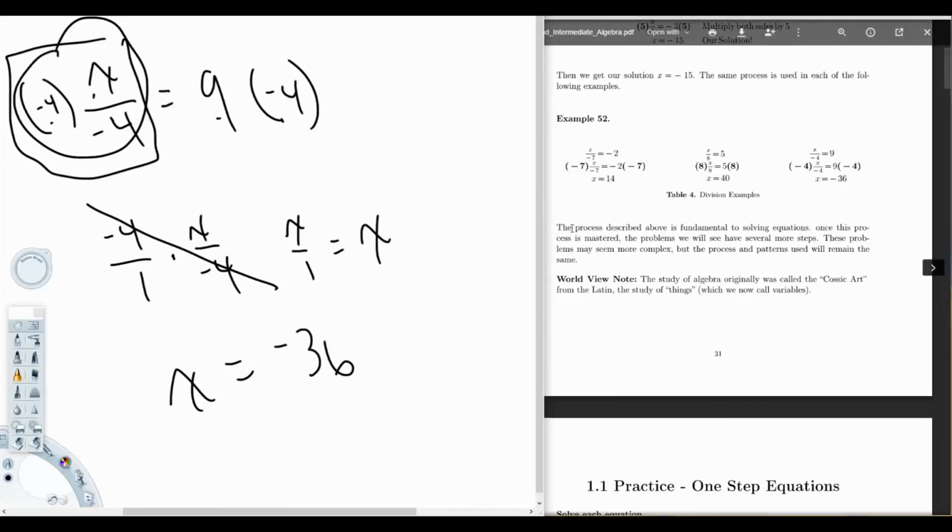Now it says here, the process described above is fundamental to solving equations. Once this process is mastered, the problems we will see have several more steps. These problems may seem more complex, but the process and patterns used will remain the same. A little worldview note, the study of algebra originally was called cosic art, from Latin, the study of things which we now call variables. Planes, trains, automobiles, calculators, pens, pencils, that's what that x can stand for, anything.